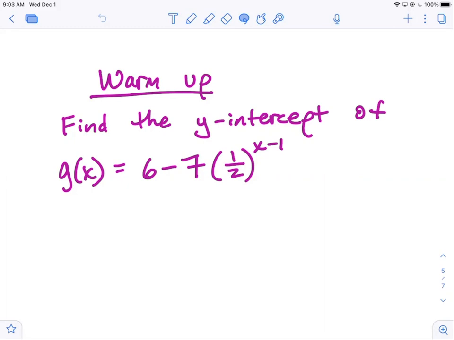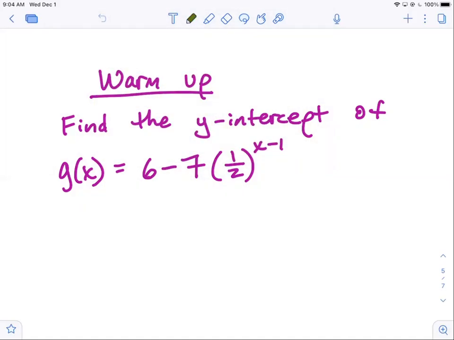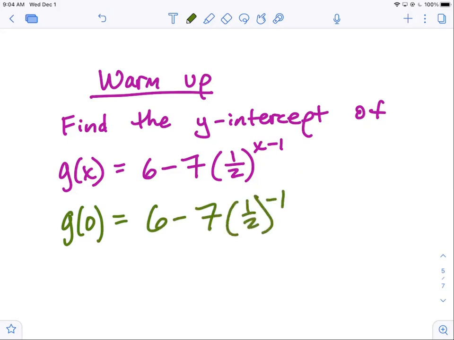So it says to find the y-intercept. And of course, it's all about indicating our method, communicating how we're doing it. So notation, notation, notation. How do I communicate that I'm finding the y-intercept? Plug in a 0 for what? For x, right? And we show that by writing g of 0. Super important. Now when I plug it in, I get 6 minus 7 times 1/2 to the negative first.